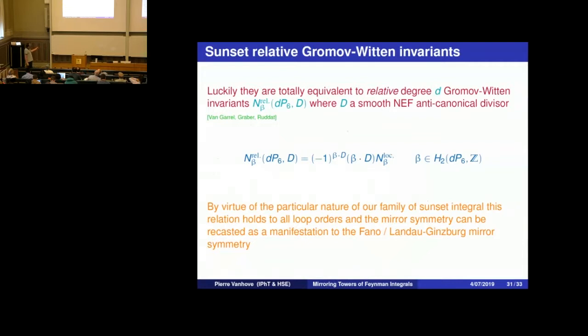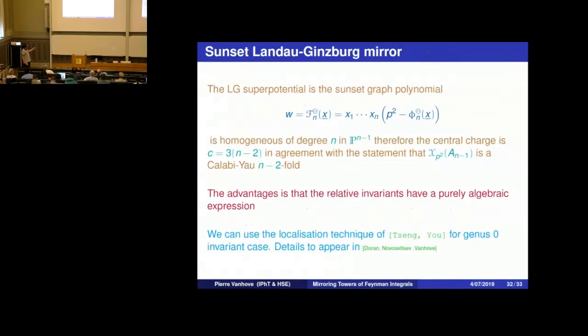So that means I can now recast this mirror symmetry statement as a statement about a mirror symmetry between a Fano variety and a Landau-Ginzburg model. Using that will involve the computation of this relative Gromov-Witten invariant. Since this is the end of the talk, let me tell you what the Landau-Ginzburg is.